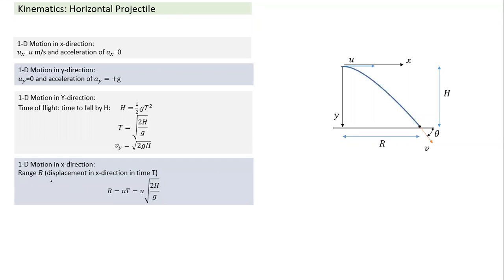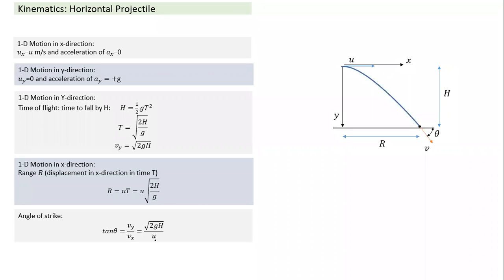Range will be equal to the displacement in the x direction in time t. And like the previous case, there is no acceleration here, it keeps moving at constant speed, and the range will be equal to u into t. So that becomes my range expression. Very simple. And the angle at which it hits the surface: the tangent of that angle, since we are measuring angle theta from the horizontal, will be equal to Vy by Vx.